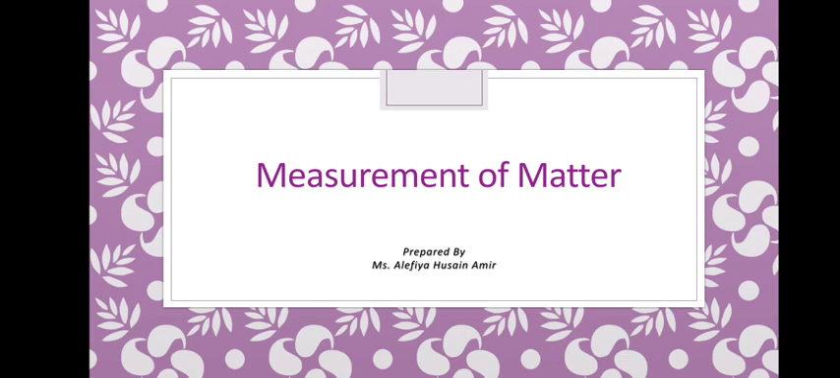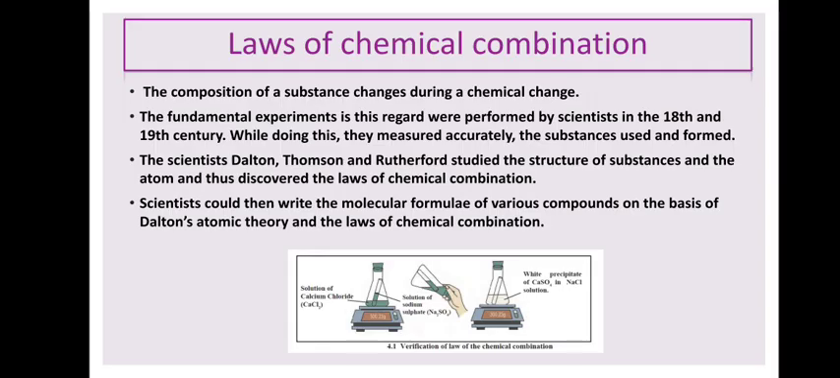Now, matter comprises of something. What is that? That is nothing but atoms, right? These atoms have mass, which will determine the atomic mass as well as the molecular mass. And these atoms are sometimes very unstable. That is why they combine with each other. And when they combine, they do so according to the laws of chemical combination.